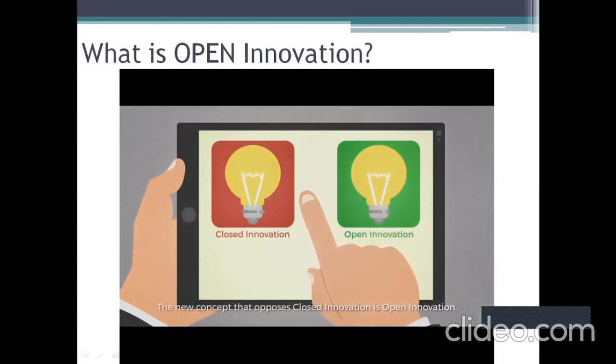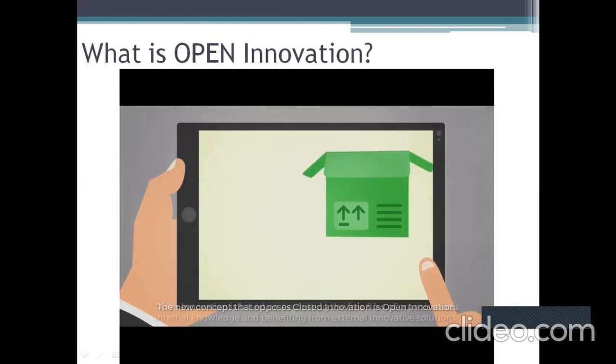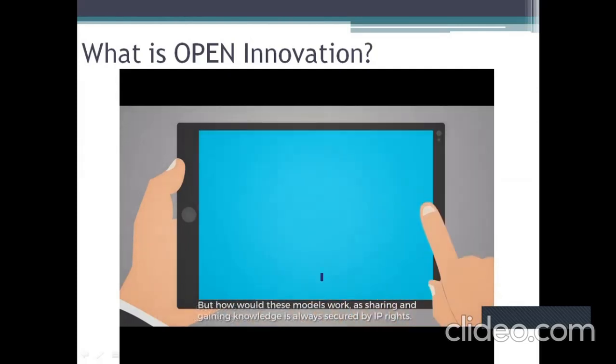The new concept that opposes closed innovation is open innovation. Open innovation is based on permitting the free flow of organizations' internal knowledge and benefiting from external innovative solutions. But how would these models work, as sharing and gaining knowledge is always secured by IP rights?